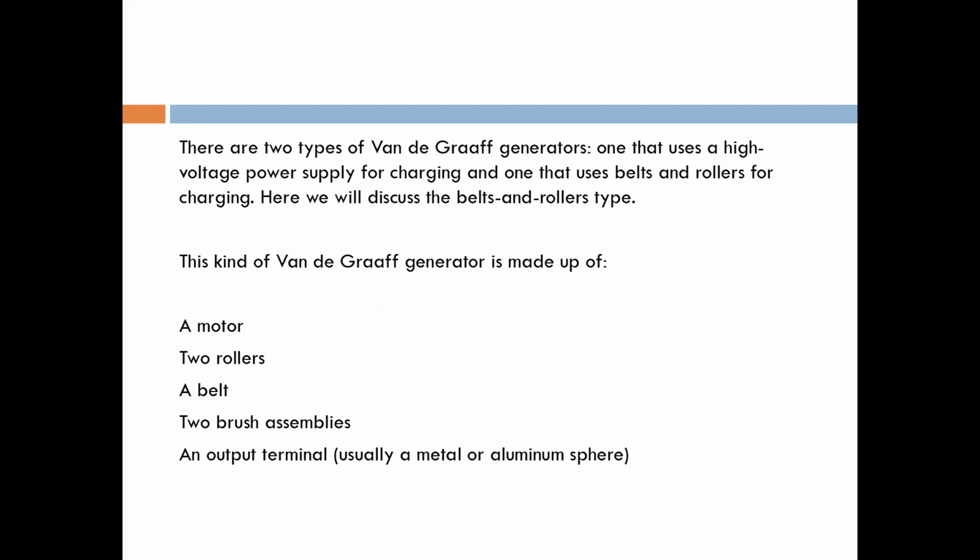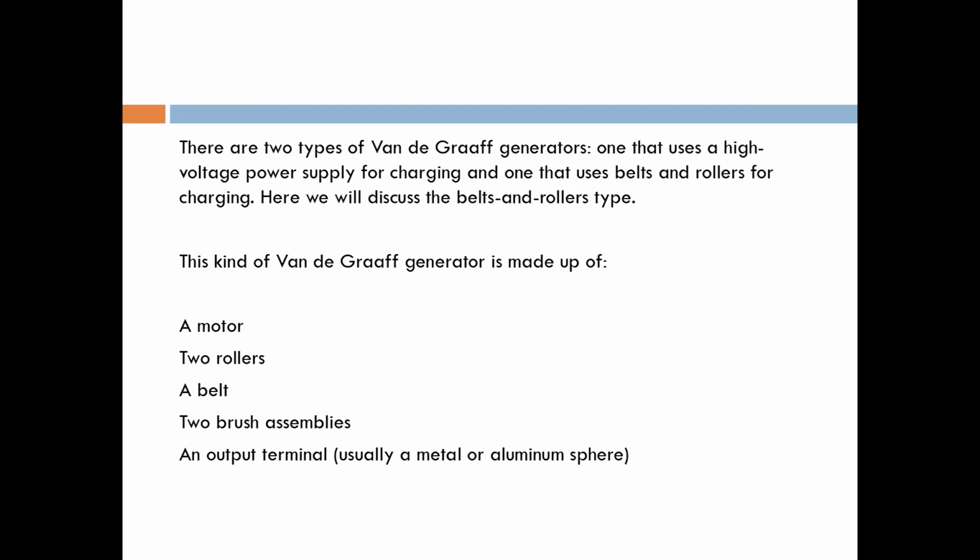Why is it called belt and roller? Because the charges on the belt and rollers explain how the high voltage is generated in a Van de Graaff generator. We will see next how that happens: how negative charge builds on the rollers, how positive charge is created on the belt, and how, due to repulsion and other interactions, the high voltage is generated in the Van de Graaff generator.